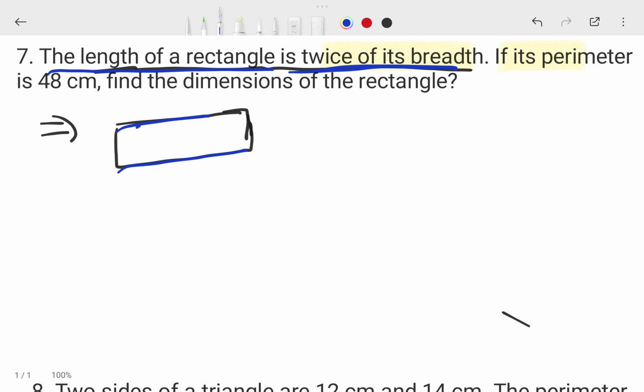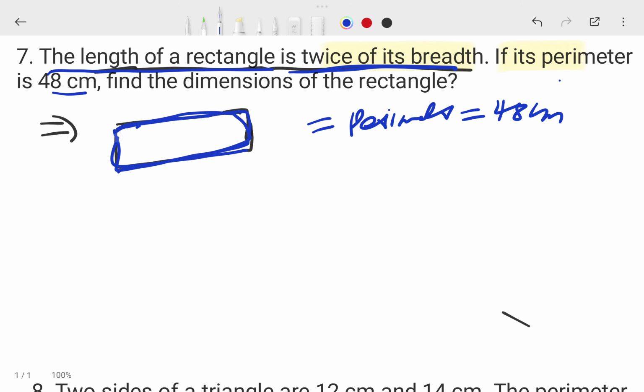So it is telling that the perimeter is 48 centimeters. The perimeter is the total of all the sides. Now find the dimensions of the rectangle. So you have to find the length and the breadth. Let's suppose the breadth is 8 centimeters, and the opposite side is also 8 centimeters.